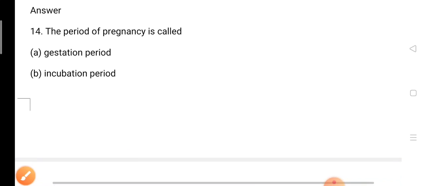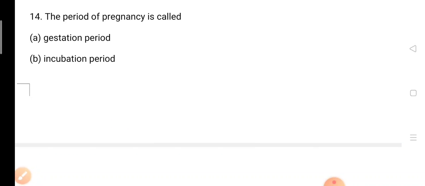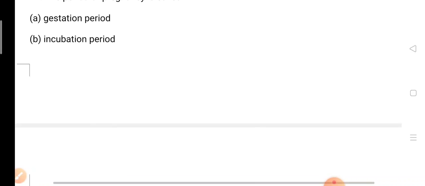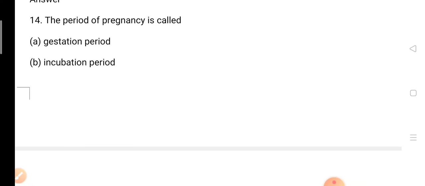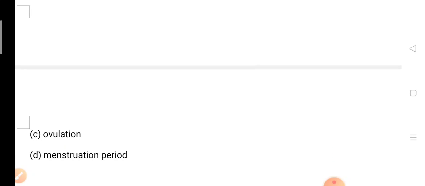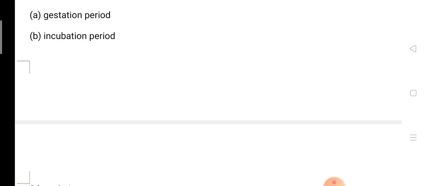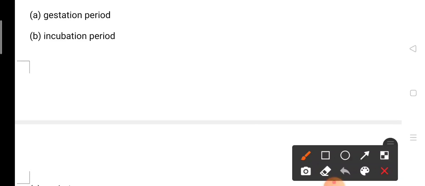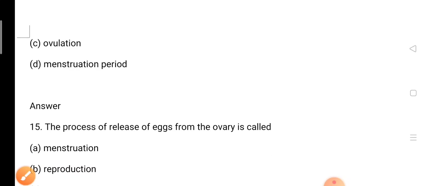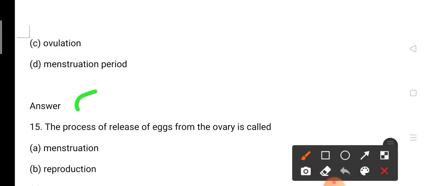Now the next is, the period of pregnancy is called. So there are four options. First is gestation period, second incubation period, third ovulation, and fourth menstruation period. So the correct option is option A, that is gestation period. The period of pregnancy is called gestation period. It means our option A is the correct option.